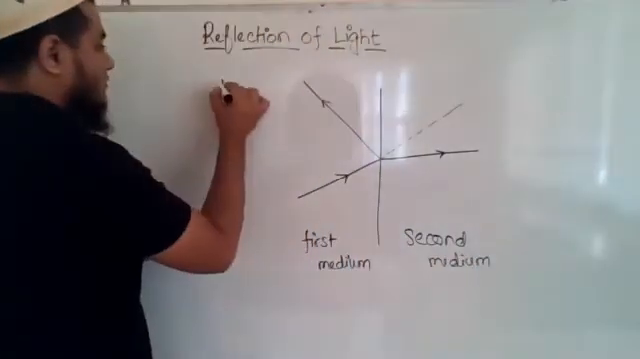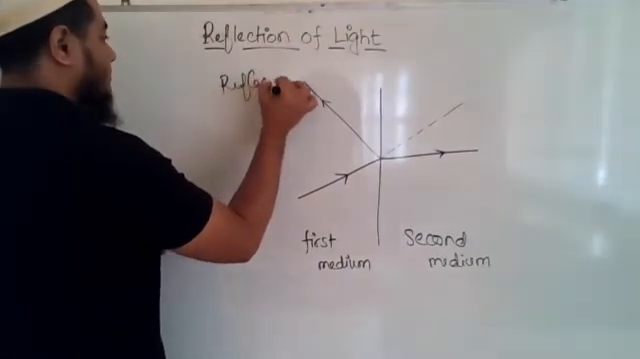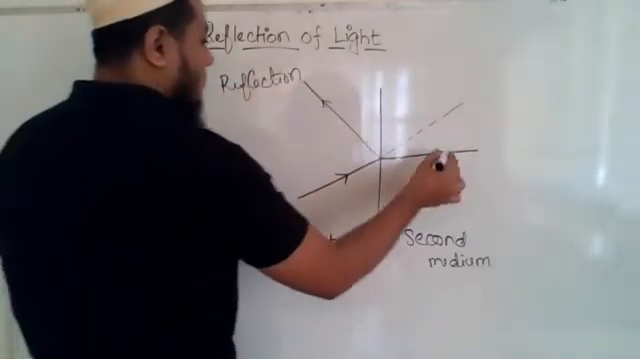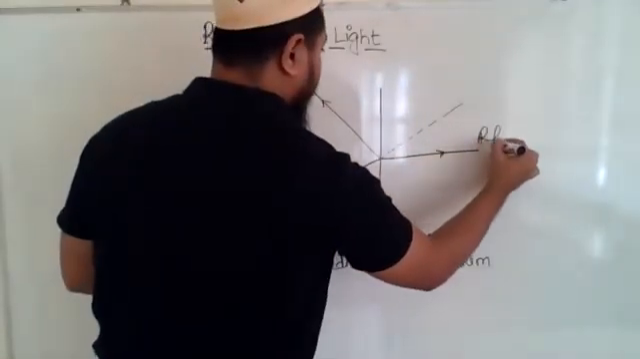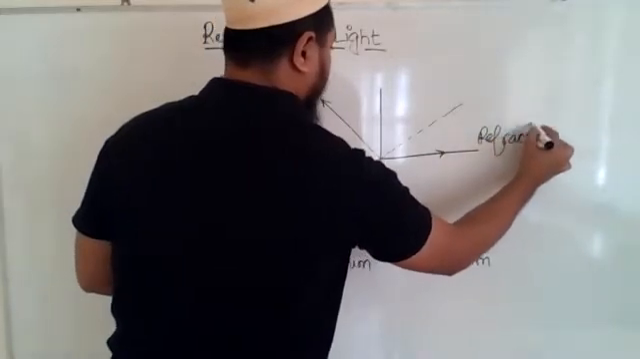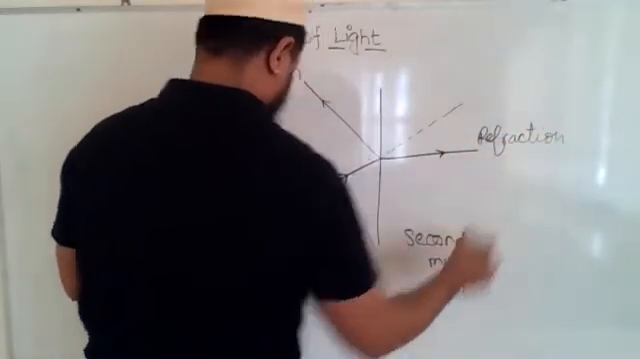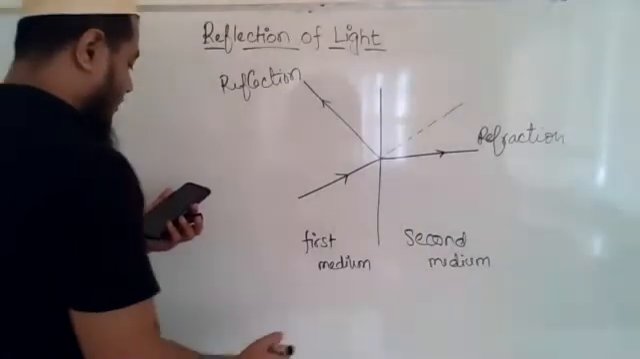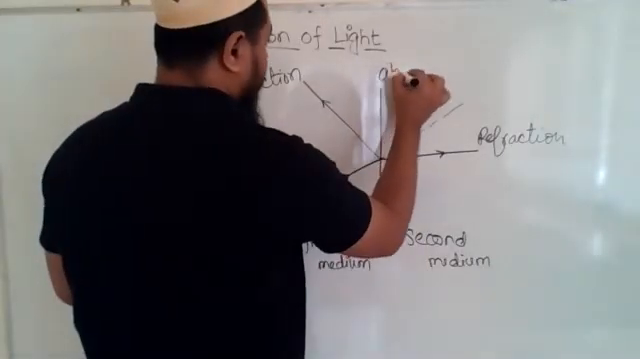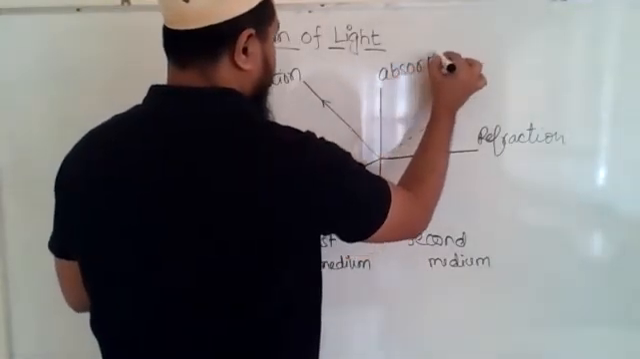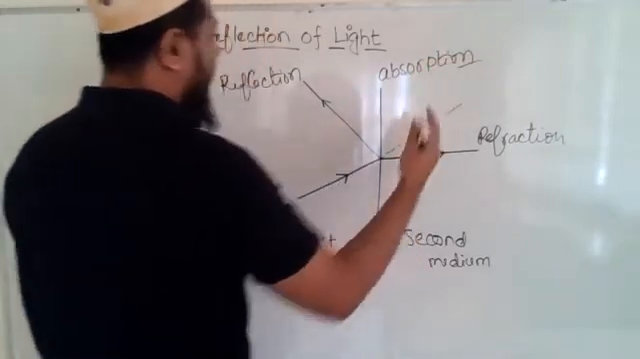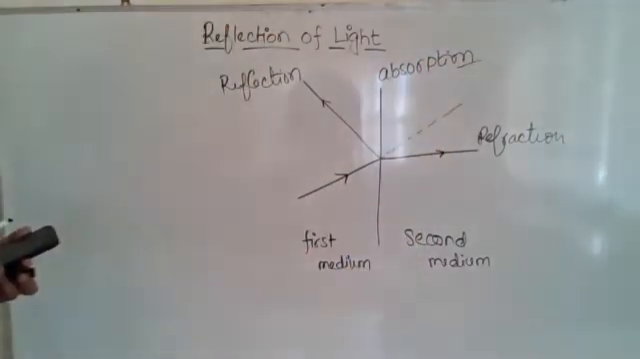So we can refer to this one as reflection, this one as refraction. And absorption actually will occur at the surface. It will be absorbed by the second medium.